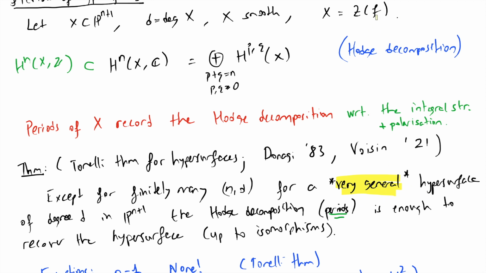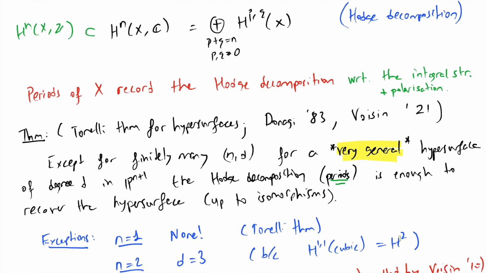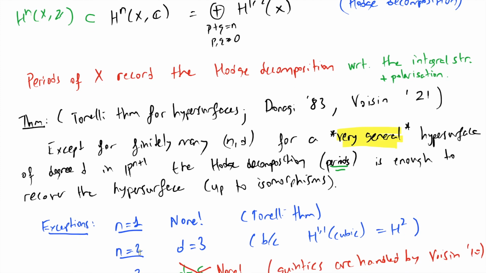So the parameter space here is the space of polynomials. And I just showed you that if you take n equals 2 and d equals 4, you can just work with a period vector, and it turns out that in that case you can omit this very general condition. It's true for quartic surfaces.